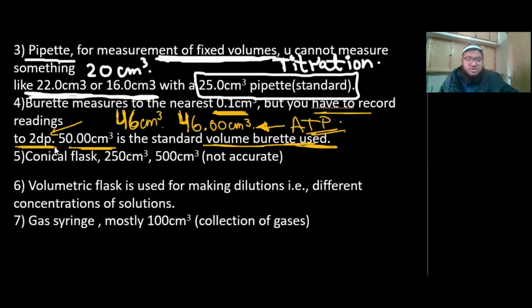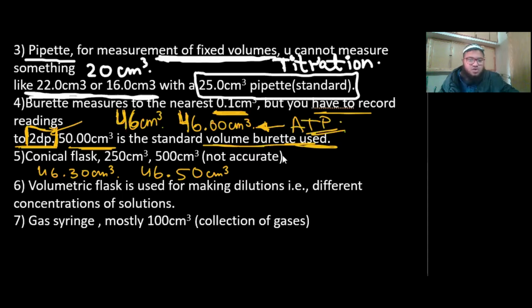Okay, so now this is an important point to remember. You have to record your readings up to 2 decimal places for your ATP exams or for your practical exam, because that's a scientific convention. And by the way, a burette can measure out to the nearest 0.1 centimeter cube. So you can have a value such as 46.50 centimeter cube, or you can have a value such as 46.30 centimeter cube. Okay, you can have values in between 46 and 47, because it can measure less than 1 centimeter cube as well.